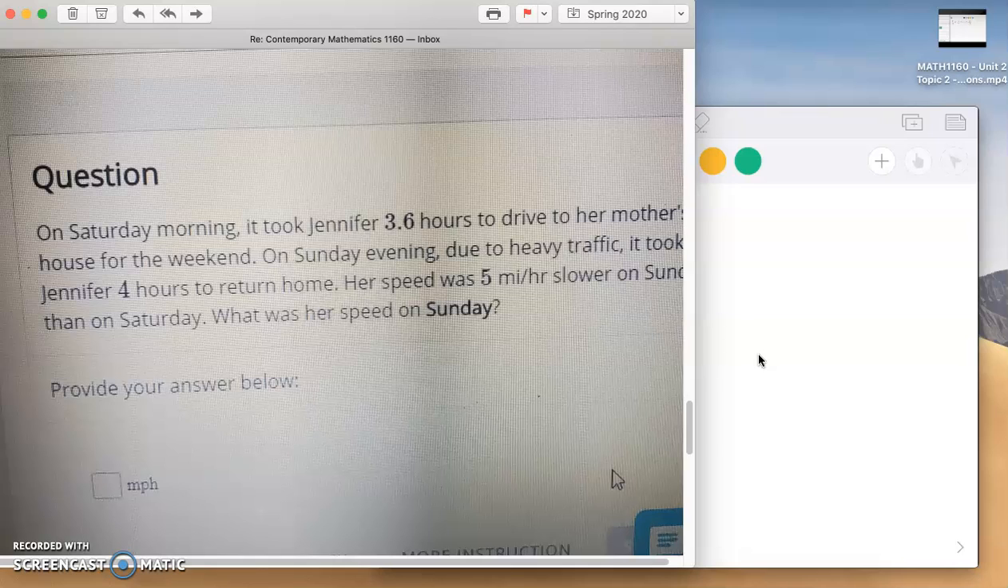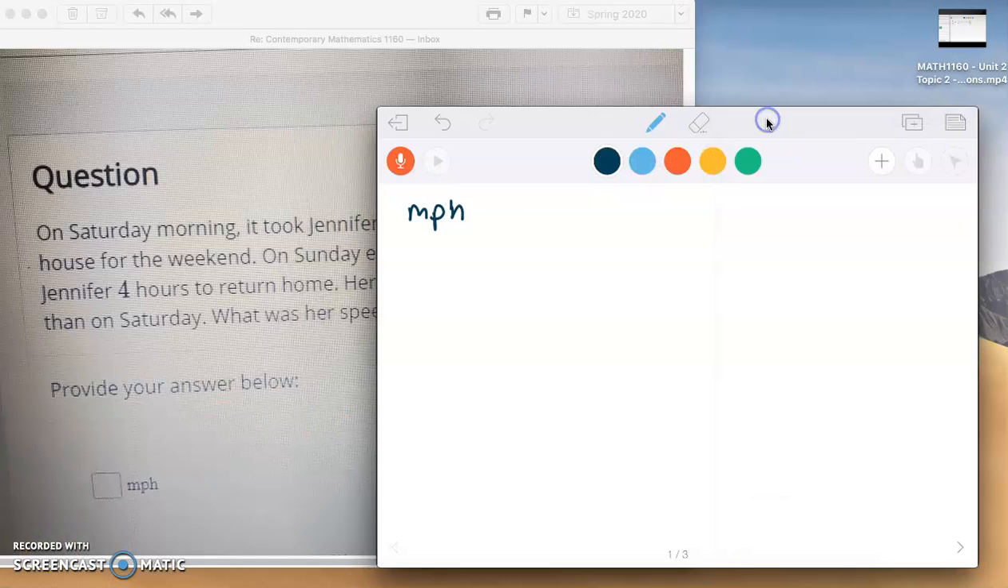Interesting. So we're looking at miles per hour. So what are we looking for? We're looking for her speed on Sunday. So we don't know how far it is. So, okay, the key here is that we need to remember that distance equals rate times time, right?